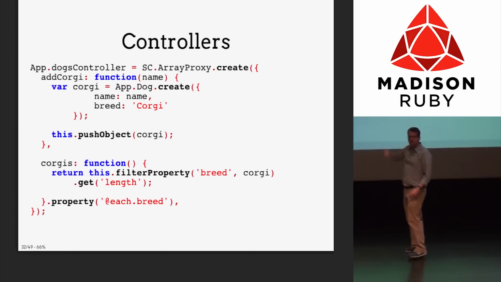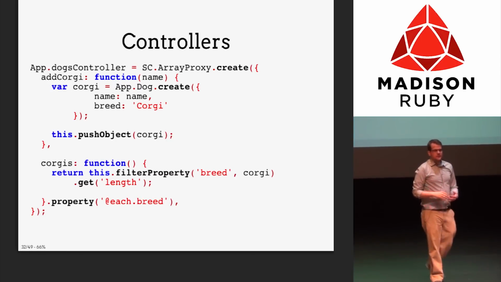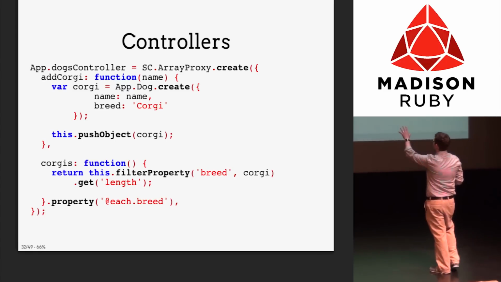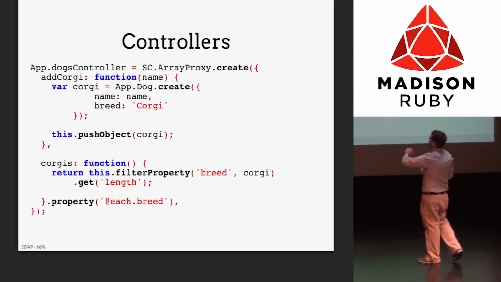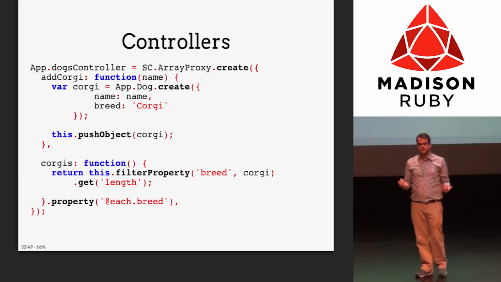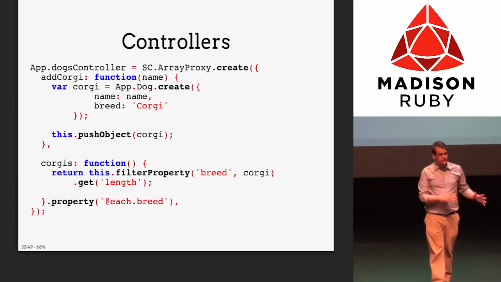And so we have an example here of a DogsController as well. These controllers, again, have similar names, but they can do slightly different things. In this example, we have two things you can do with this DogsController. You can add a corgi, and you can get the whole number of corgis in our system, because really, there are dogs, and then there are corgis.